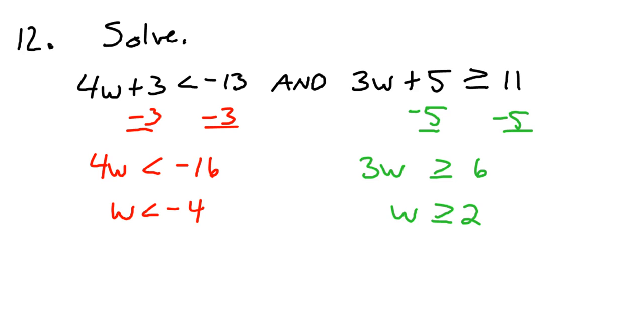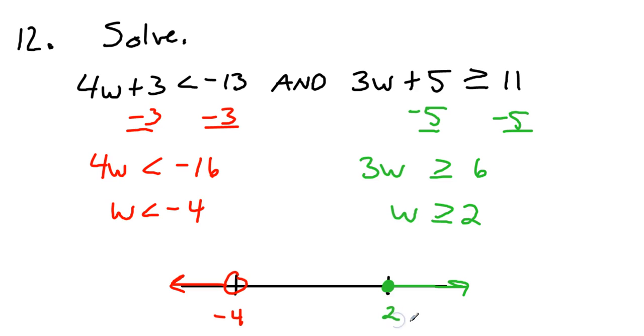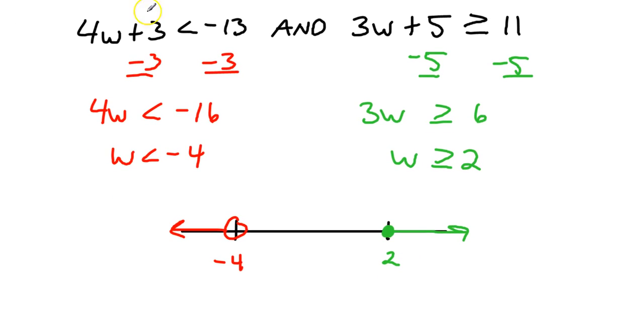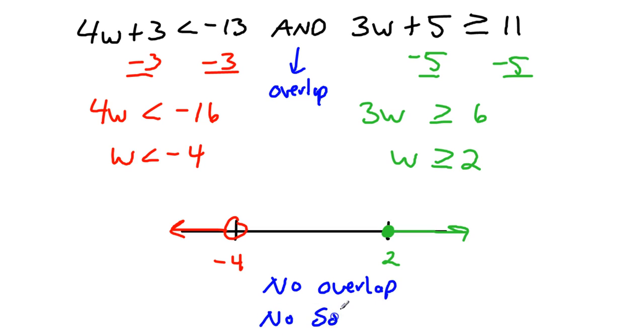Now, when you graph these two, and again, we don't have to have the graph, but the graph kind of gives us the marker. We're going to start at -4. We're going to open circle going this way. For the green, we got a solid circle at 2, and it's going that way. Again, key thing is the "and" is the overlap. There is no overlap. So if there is no overlap, then there is no solution.